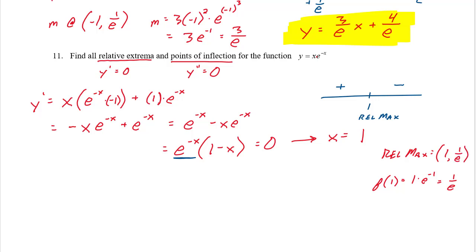So there's my relative max for the problem. So I've at least established the first half of the problem. The second half wants us to identify also points of inflection. So let's go back and try and figure out what our y double prime is.